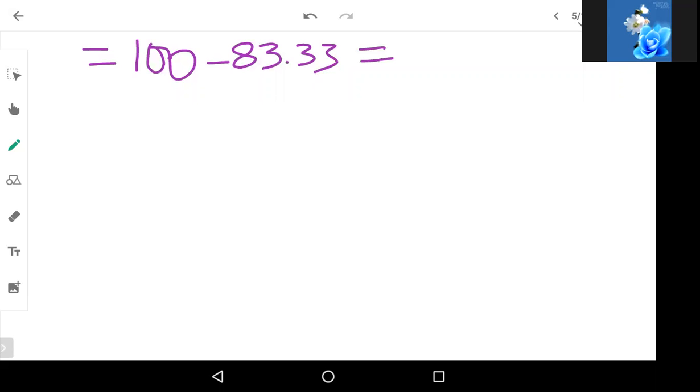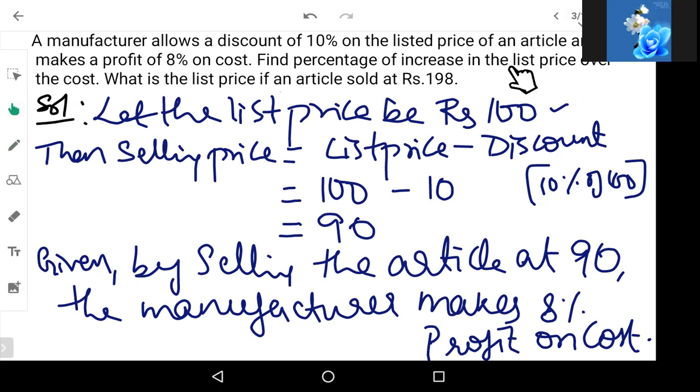So what is the difference? How much percentage is the difference? 16.67% is the difference between the listing price, which was assumed to be 100, and the cost price, which is 83.33. From the question, find the percentage of increase in the list price over the cost. So we understood that 16.67% is the increase from the cost price to the list price.